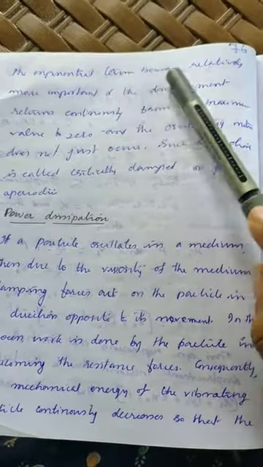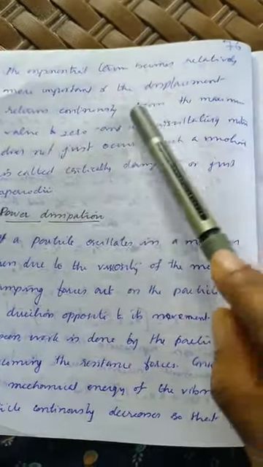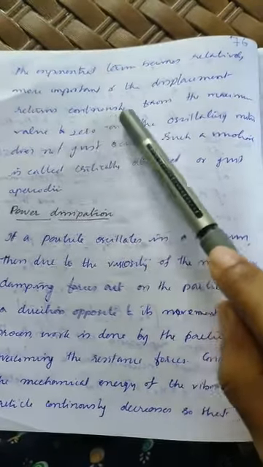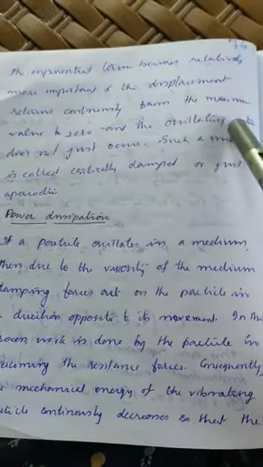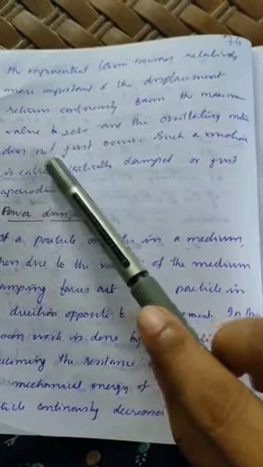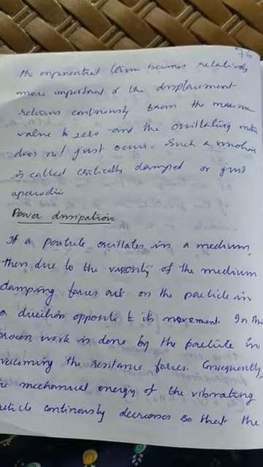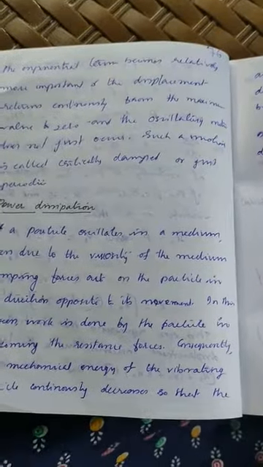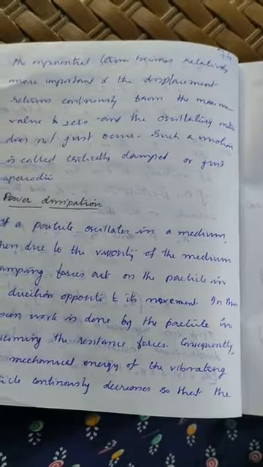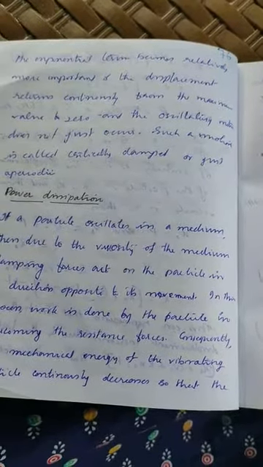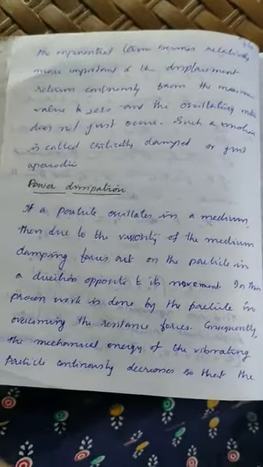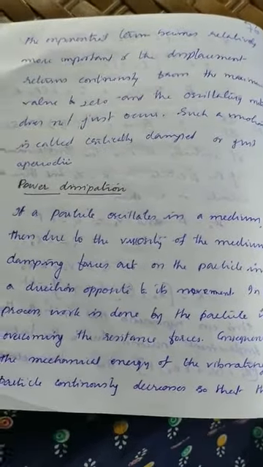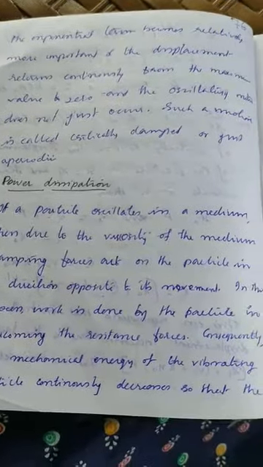And the second term becomes relatively more important, and the displacement returns continuously from the maximum value to 0, and the oscillatory motion does not occur. Such a motion is called critically damped, or aperiodic motion, which means in this case the amplitude is increasing in the initial stage, but as time passes on, the second term dominates, and its amplitude becomes 0 from maximum. So it's known as the aperiodic or critically damped case.